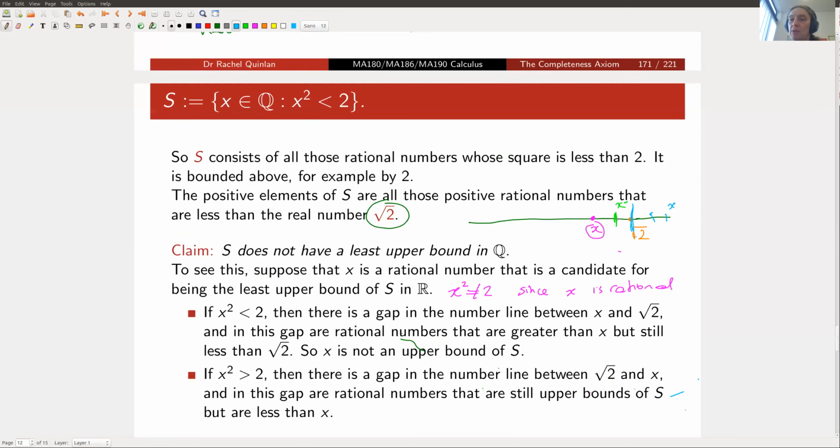You can make them as near as you want to the square root of 2, but the square root of 2 itself is not a rational number. So if you're only working with rational numbers, then you'd say, well, this set doesn't have a least upper bound. There's no rational number with that property. Okay, so the point here is that the rational numbers don't have this completeness property that the real numbers have. In order for this particular set S to have a supremum, we need to have a number system where the square root of 2 is recognized as a number. So we need to have the real numbers.